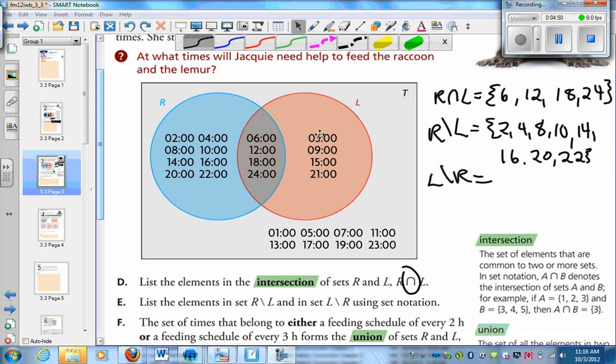All the ones that are in L, but not R, that's what this notation is, all of these ones that are just in red. So that's 3, 9, 15, 21.